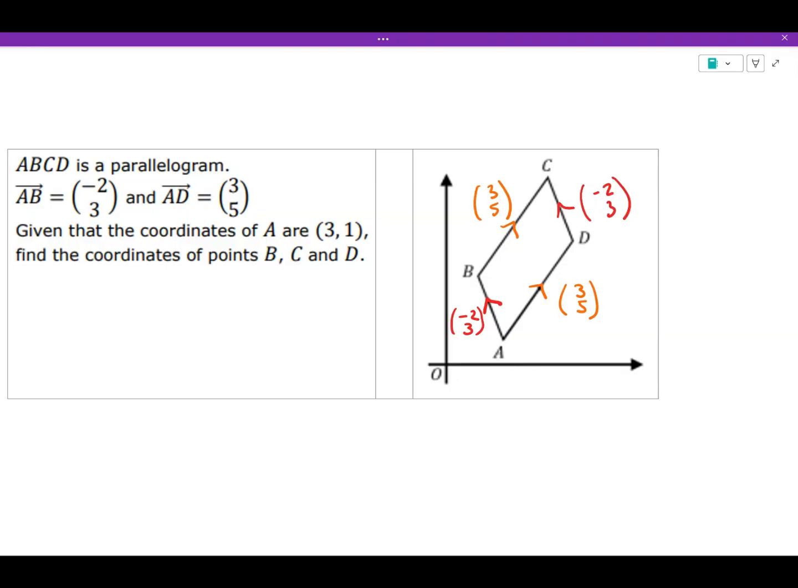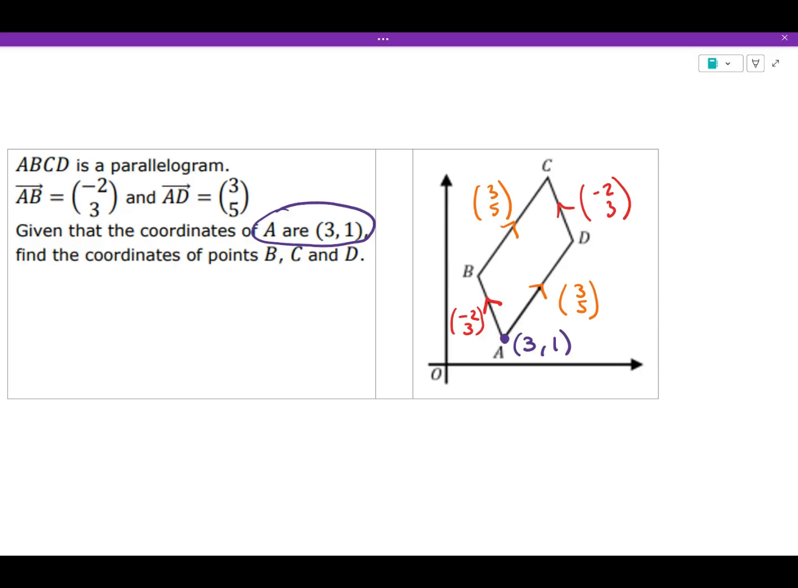So we've got vectors for all the side lengths. Now let's start thinking about coordinates. We're given that the coordinates of A are 3, 1, so I'm just going to mark that on my diagram. If you want to write out the position vector, you could. And then we need to find the coordinates of B, C, and D, the other vertices of my parallelogram.